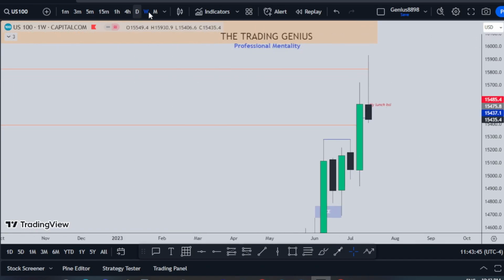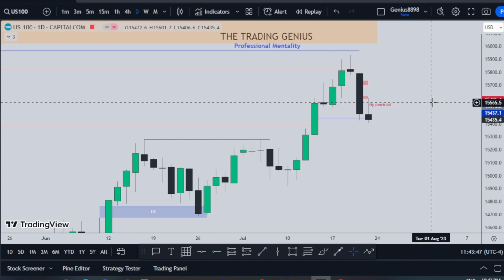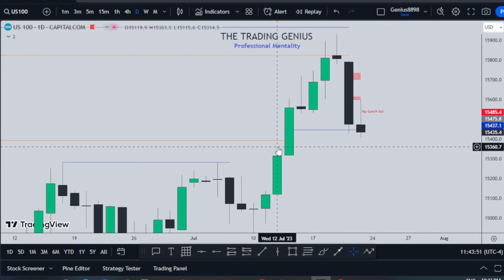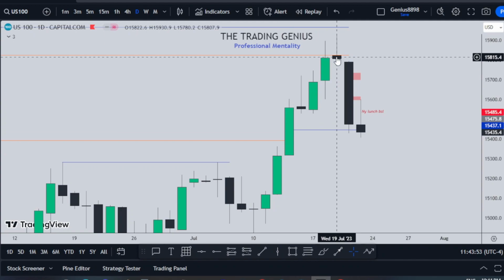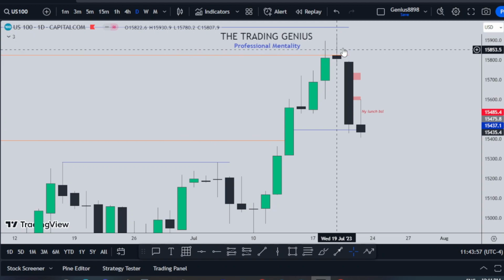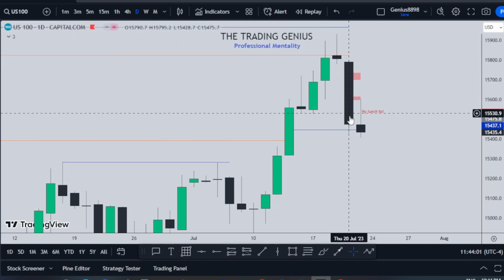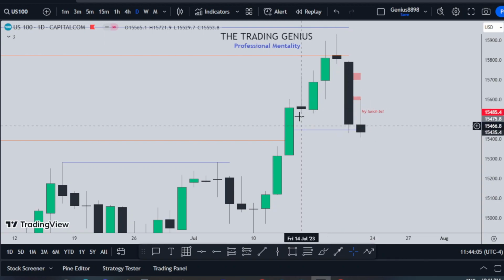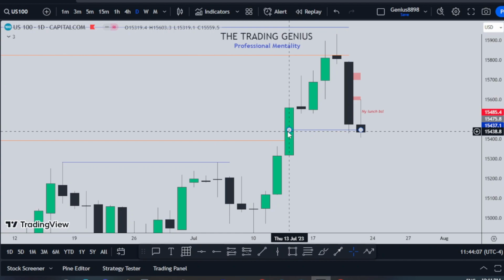So let's go to the daily time frame. As you can see, on the daily time frame we're pulling back to where? The fair value gap. Okay. So we go to this consequent encroachment on Tuesday. On Wednesday, it consolidates here a little bit. On Thursday, it reversed. And on Friday, we still stay around this consequent encroachment on the daily time frame.